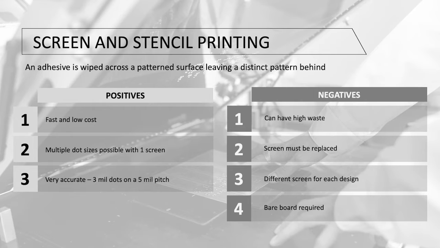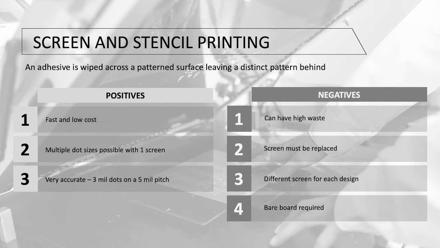That incredibly fine accuracy can make dots as small as 3 mil dots on a 5 mil pitch. That would be a 3 mil diameter with a 5 mil inner diameter to inner diameter pitch. The negatives of screen printing, though, is that it can have quite a bit of waste. You need a good wave of silver material to be going across that screen so that you can actually fill all those holes and make a distinct pattern.